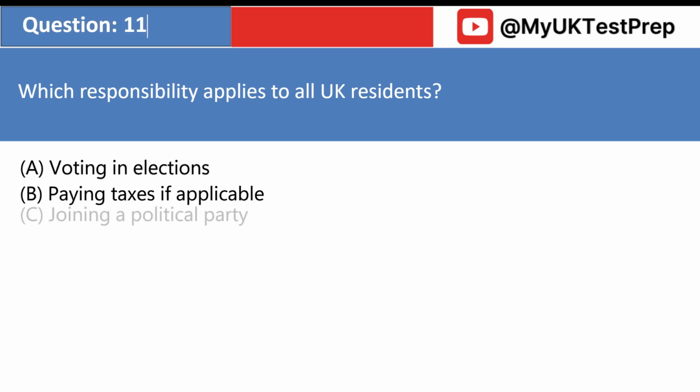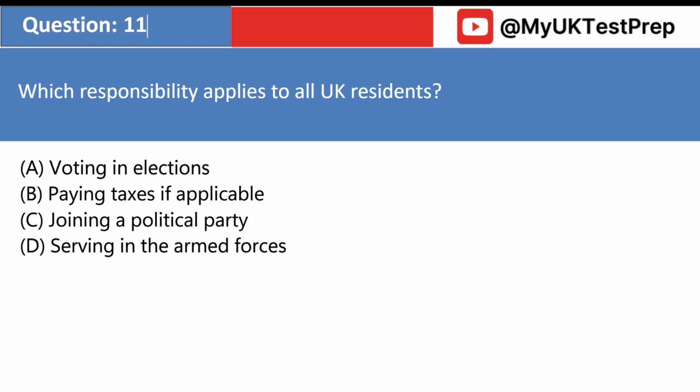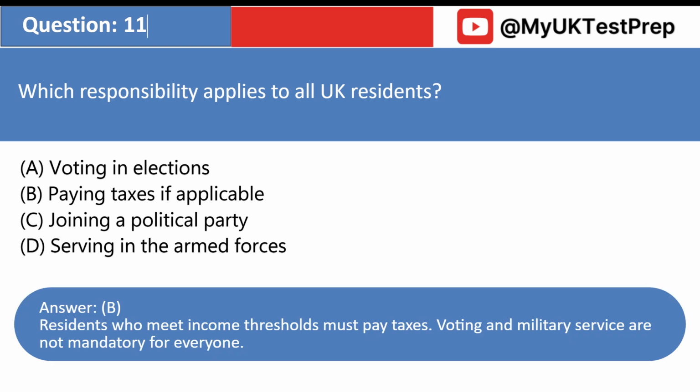Which responsibility applies to all UK residents? A. Voting in elections. B. Paying taxes if applicable. C. Joining a political party. D. Serving in the armed forces. Answer: B. Residents who meet income thresholds must pay taxes. Voting and military service are not mandatory for everyone.